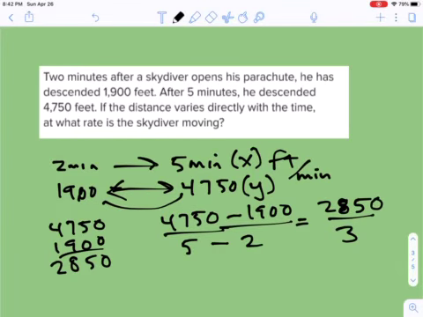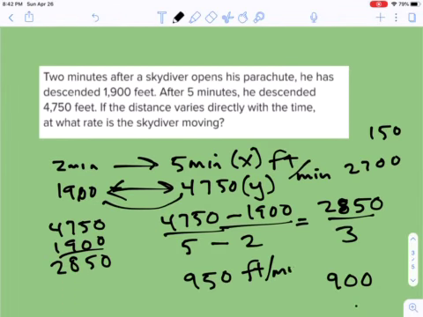And I'm going to take that and divide it. I know that 3 goes into 2,700 900 times, right? Then you have 150 left over, and 3 goes into 150 50 times. So it would be 950 feet per minute is how fast the skydiver is going.